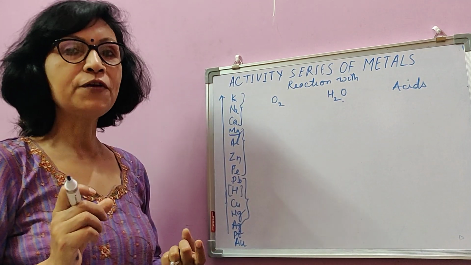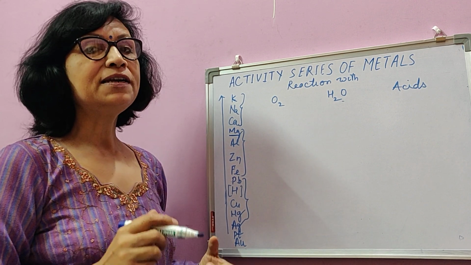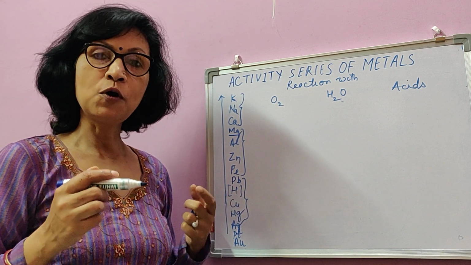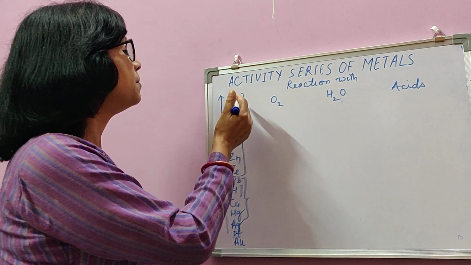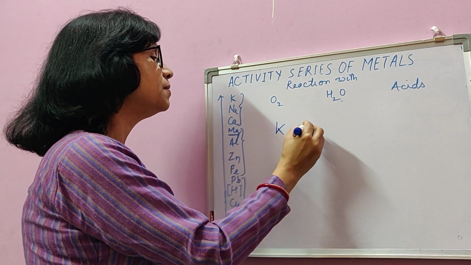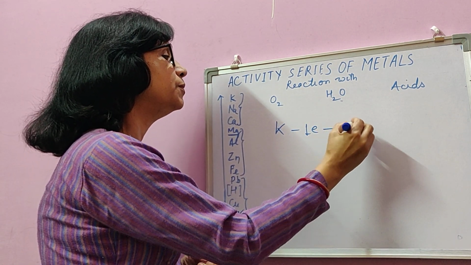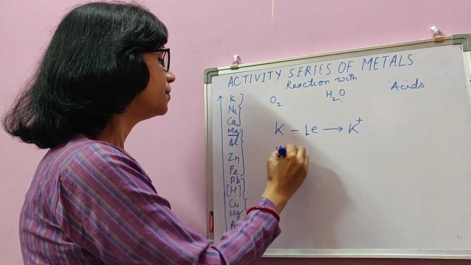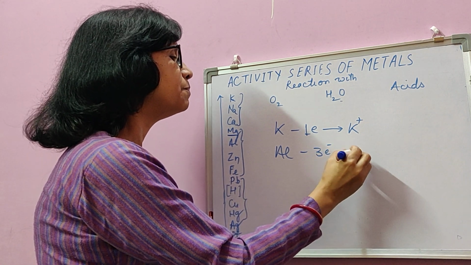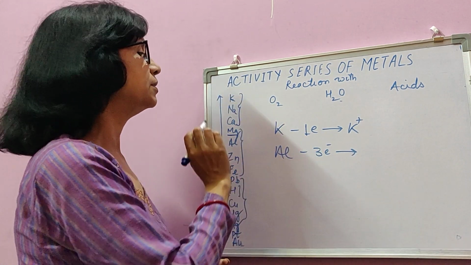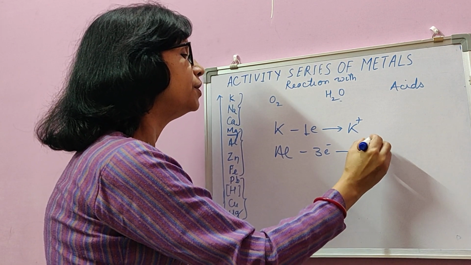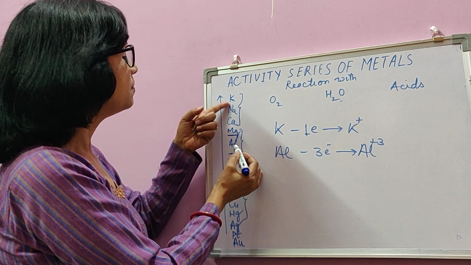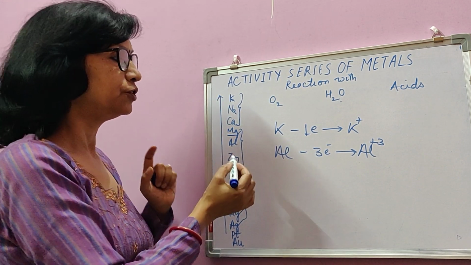And what is the criterion of activity of metals? That is the tendency of donating electrons and turning into positive ions. The ease with which a metal donates electrons, like potassium, which with great ease donates an electron to become a potassium ion. But aluminium will do so comparatively with great difficulty in comparison to potassium to form an aluminium ion. That's why potassium is at the top and aluminium is many steps below potassium.